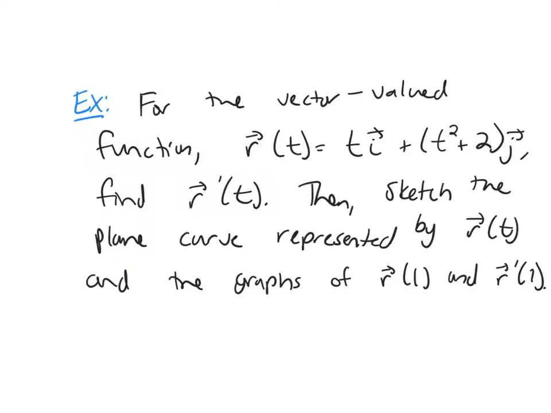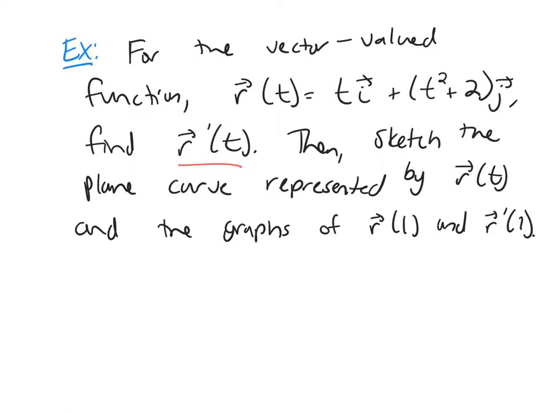So let's start with what we're first asked to find. We're first asked to find the derivative of this vector valued function. So what is r prime of t going to be? Well, remember, you just take the derivative in each component. The derivative of t is 1, so it'll just be i. The derivative of t squared plus 2 is 2t. So here's my derivative.